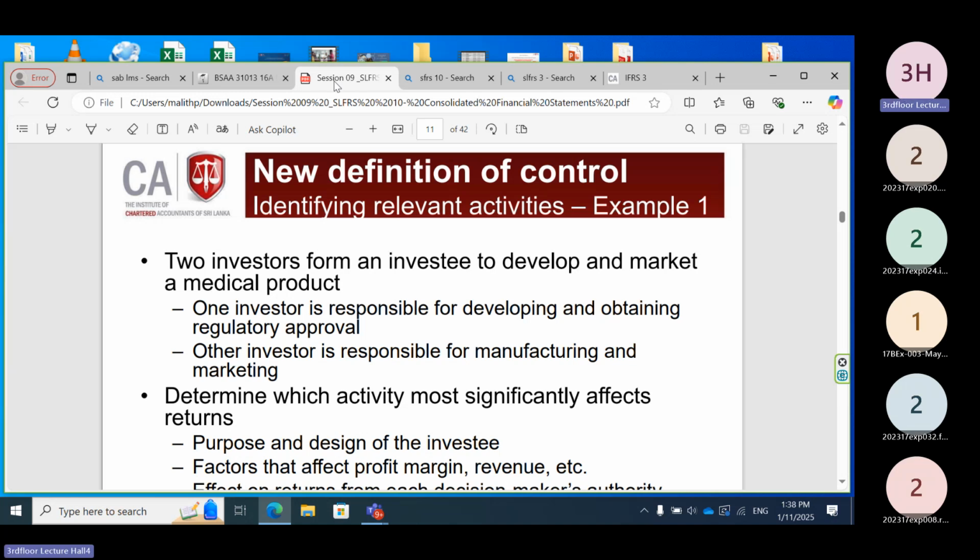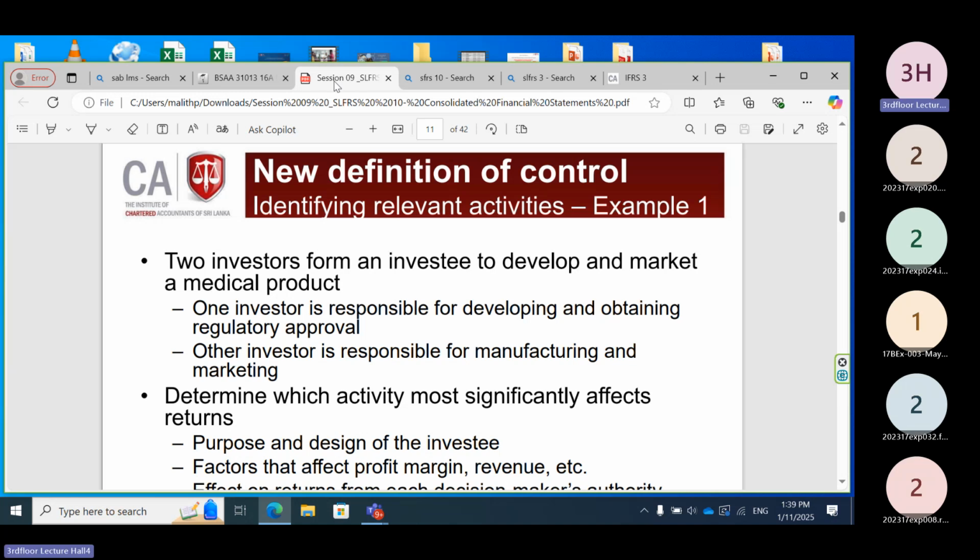Here we have a question. In the exam, there may be a set of relevant activities plus the voting rights. How can you decide? The examiner can give voting rights, maybe 80%, 20%. You have a set of activities as well. How are we going to decide the controlling power? That's the issue.